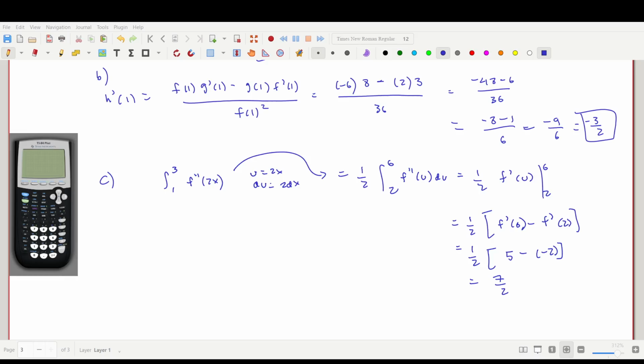I guess I should explain this one a little more because it's a bit confusing. How did I know to u sub? Well, otherwise you have to find an antiderivative of f prime of 2x, f double prime of 2x. That's a little annoying. You could, but really it's easier just to use u sub here. Change the bounds, do what you're supposed to do.